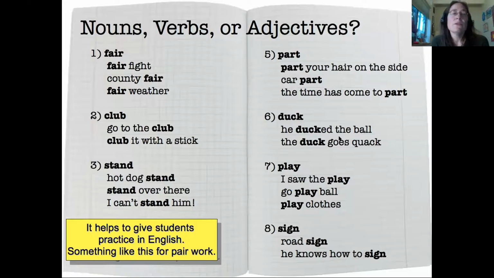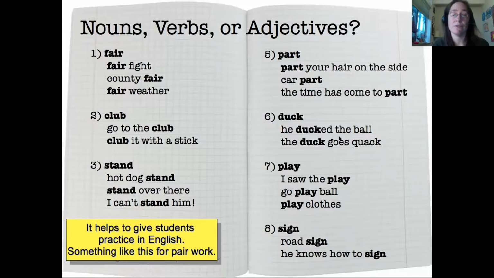So to get students acquainted with English and the parts of speech, I would give them an assignment like this, in pair work, where they would need to figure out in each of these situations with the word fair or the word club or the word stand or the word part, what part of speech is that? To understand that a fair fight is not the same as fair weather, even though they're both adjectives, neither is that the same as a county fair.